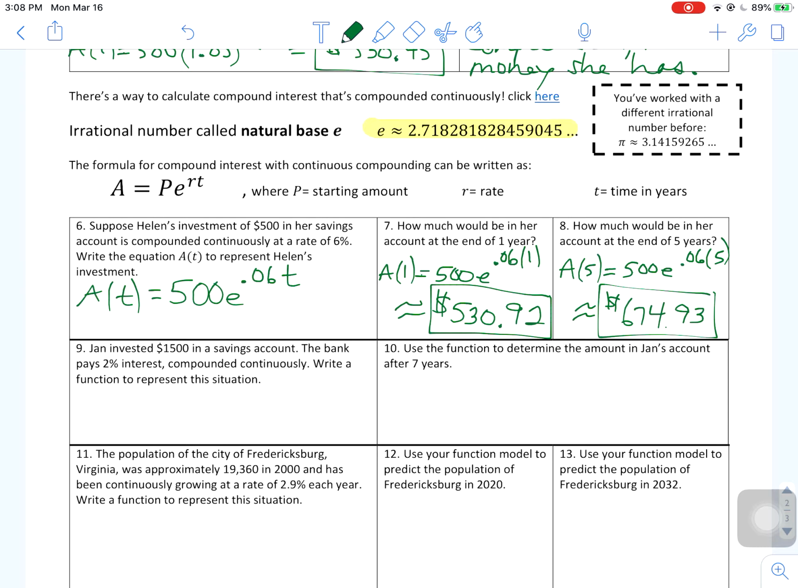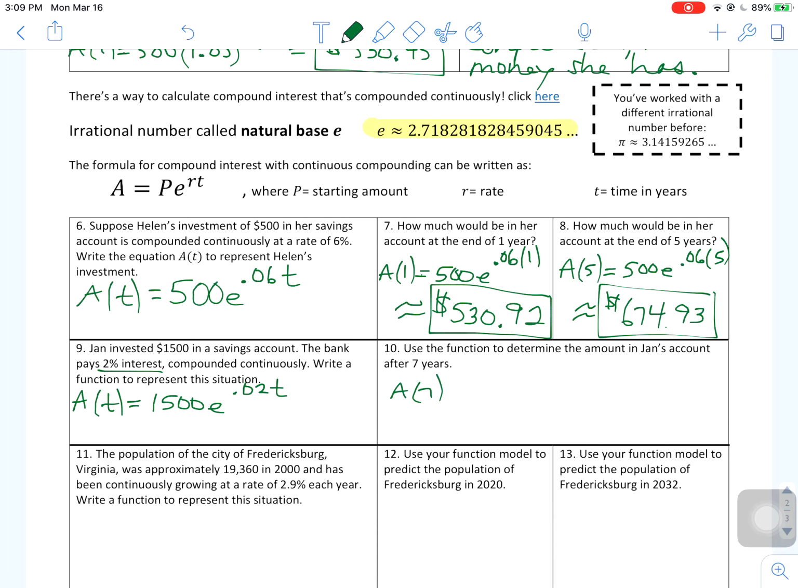With number 9, we have Jan investing $1,500 in a savings account. The bank pays 2% interest, compounded continuously. We want to write a function to represent this situation. So A(t) equals our principal, our initial amount, the $1,500 that she started with, times e raised up to the 0.02 times t. Pause the video, try 10.